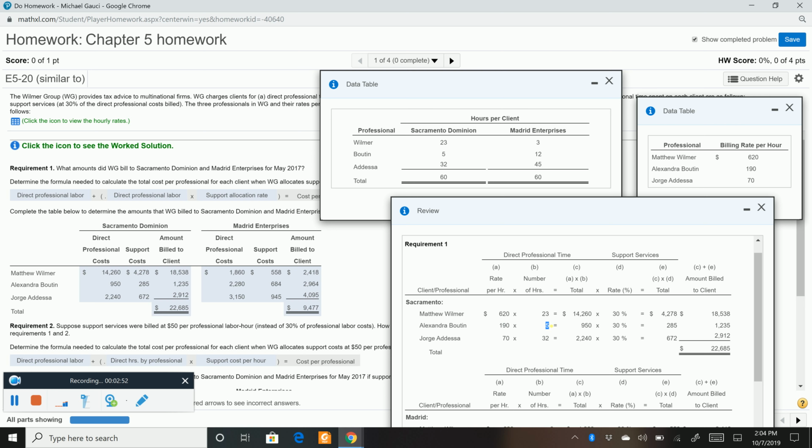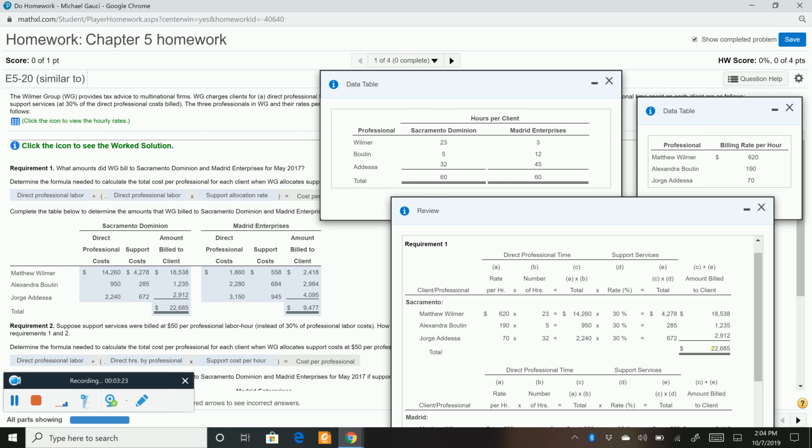Same thing with Alexandra, $190 per hour. She worked 5 hours for this client, equals $950 times the 30%. That gives you the supporting services of $285 plus $950 equals $1,235. And you do the same thing with Jorge. His hourly rate times the number of hours he worked on the job equals the amount we should bill for his hourly rate. Times 30% will give you the amount billed for support services. Add it to his hourly rate equals the total amount billed.